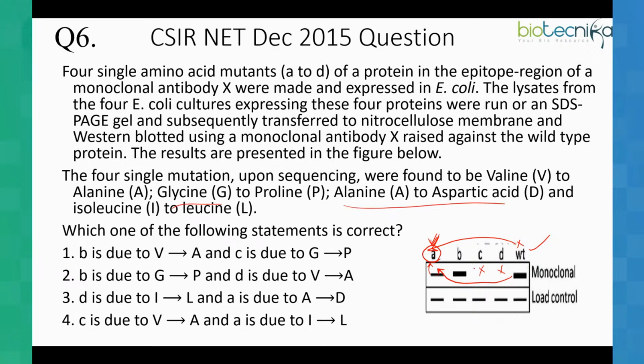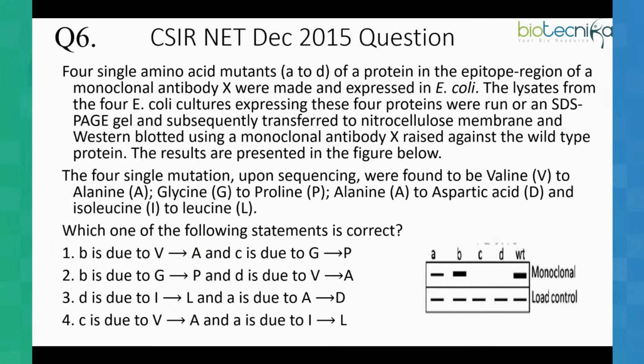So let's talk about this B, which is very similar. Here you are given B. They are saying B is due to valine to alanine and C is due to glycine to proline. We all know glycine and proline are completely contrasting amino acids. Glycine is a very flexible amino acid while proline is very rigid. So clearly option 2 cannot be answered, because if there was glycine to proline, then the structure difference would have been a lot. But since here we see a similar band, this cannot be the answer.